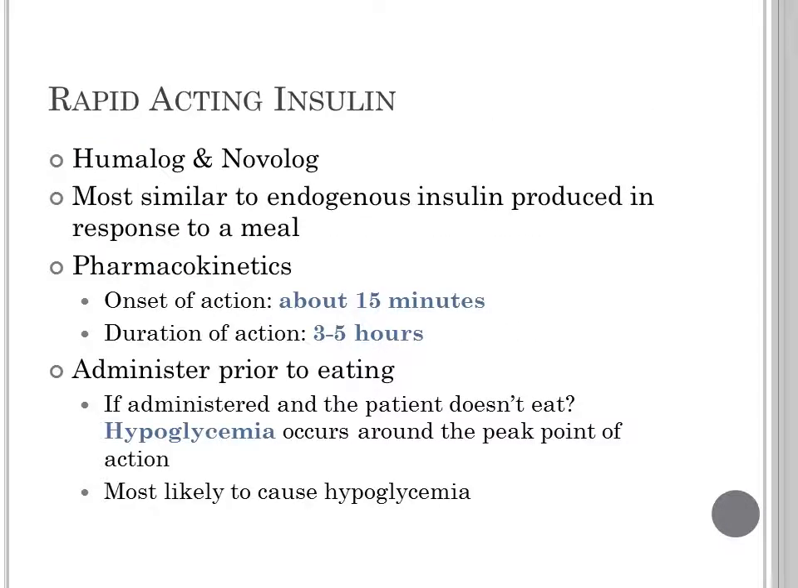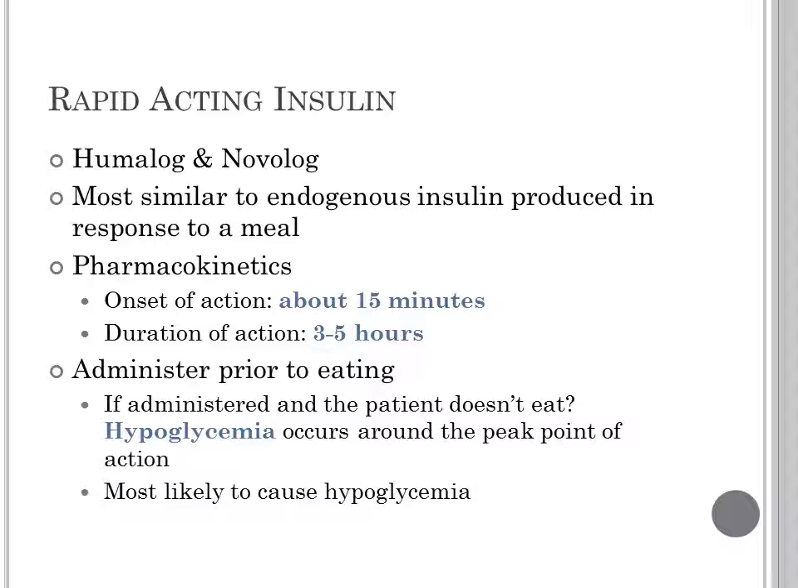Okay, so getting into the different types of insulin, remember I said there's rapid, short, intermediate, and long. We'll just start with the rapid and then work our way down. With the rapid-acting insulin, there's insulin lispro, which is known as Humalog by trade name, and then there's insulin aspart, which is known as Novolog by trade name. This type of insulin is going to be the most similar to the endogenous insulin that's produced in response to a meal by your pancreas. So if you want to think of it that way, rapid acting is the most pure, most similar to what your body would naturally produce.